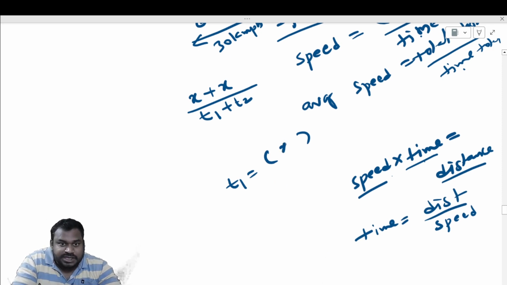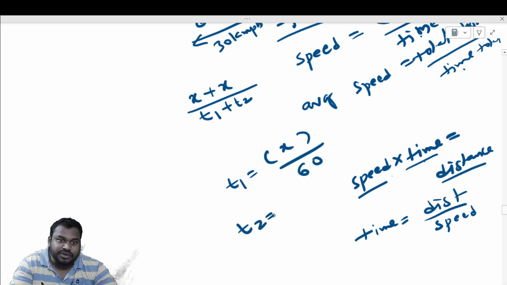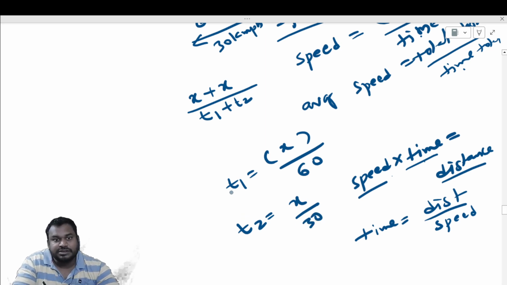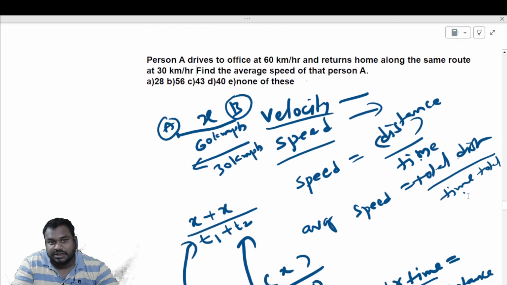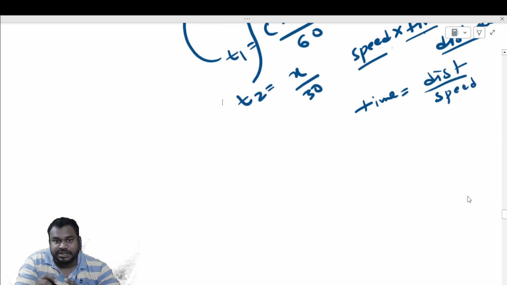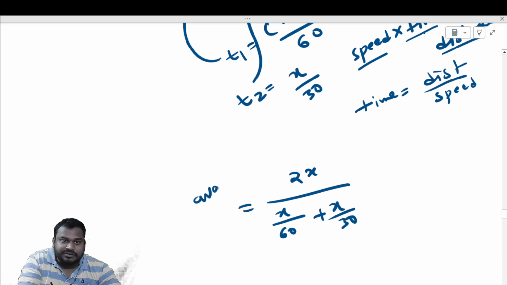Here distance is x, speed is 60. So t1 I get as x by 60. The same way t2 I'll get as x by 30. Substitute t1 here and t2 here, and we'll get the average speed: x plus x is 2x divided by x by 60 plus x by 30. This is the average.